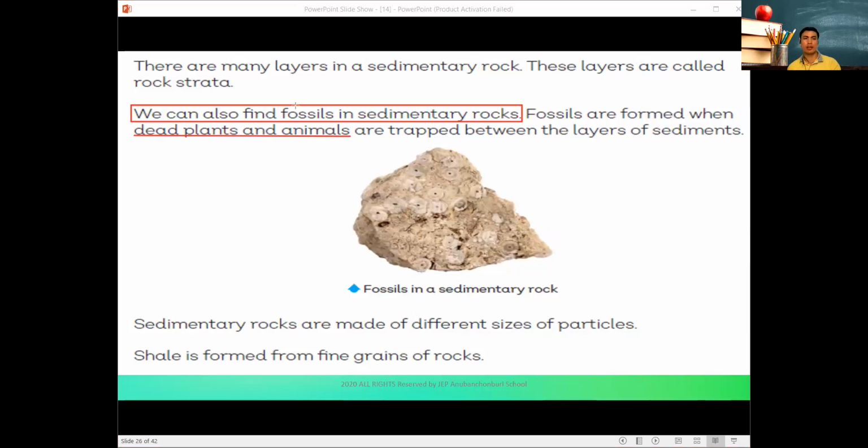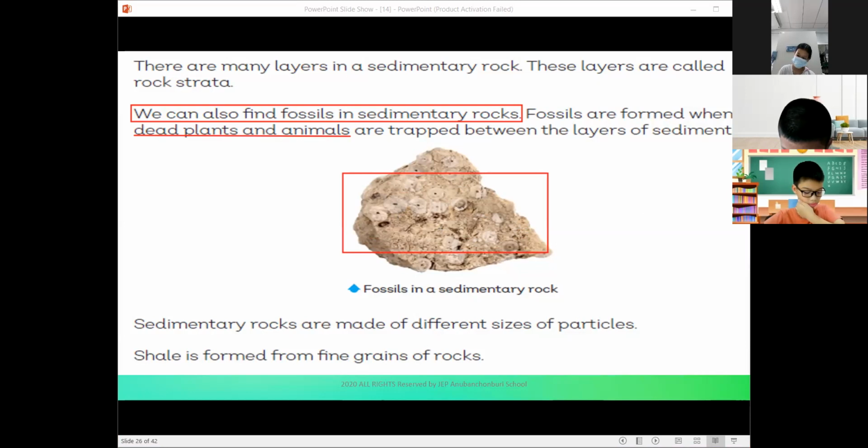So in this picture right here, what are the fossils that you can see? I cannot see it clearly on that PowerPoint, but I want you to open your book on page 95. What is there on that particular rock? What can you see? What fossils can we see here? Are these from a plant or an animal? What can you see here on page 95? What fossils can we see there? It is a remain of what?